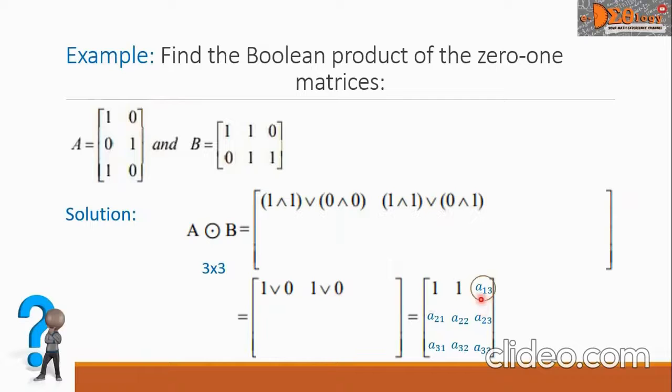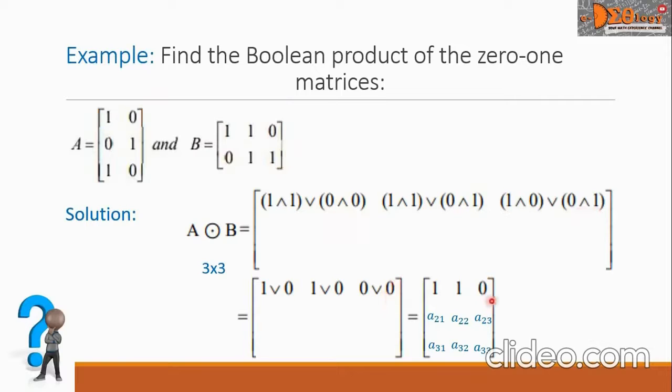Next, c sub 1,3. We need the first row of A and the third column of B. So we write here 1 and 0, or 0 and 1. 1 and 0 is 0, or 0 and 1 is 0.